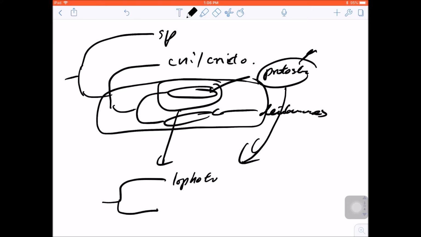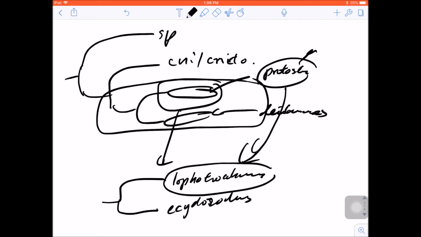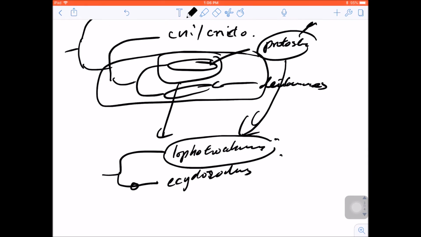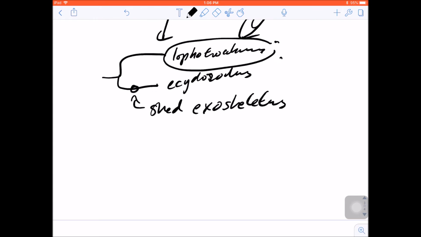Lophotrochozoans. I don't know if I spelled that right. And the ecdysozoans. So we're going to look at these specifically today. Again, these are the segmented worms, the annelids, and the mollusks. The difference between these two, as far as you need to know, is that the ecdysozoans shed their exoskeletons.